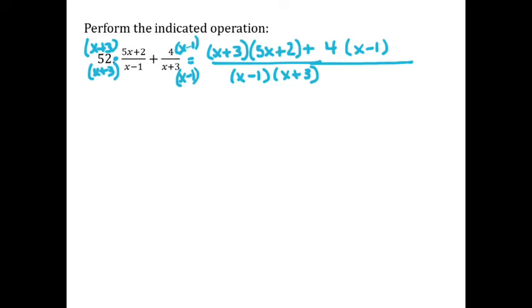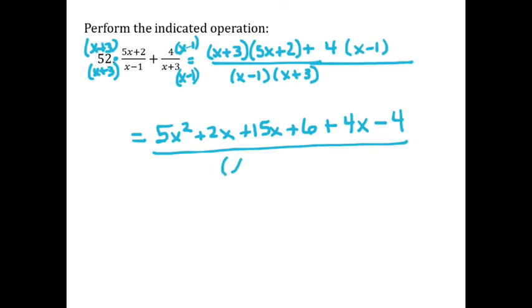All right, so now I need to multiply this out. So if I multiply x times 5x, I get 5x squared. x times 2 is plus 2x. 3 times 5x is 15x, and 3 times 2 is 6. And now I'm going to distribute the 4, plus 4 times x is 4x, minus 4 times 1 is 4. Over, and no need to multiply out the denominator. The reason we multiply out the numerator is because we're going to have like terms that we can collect together.